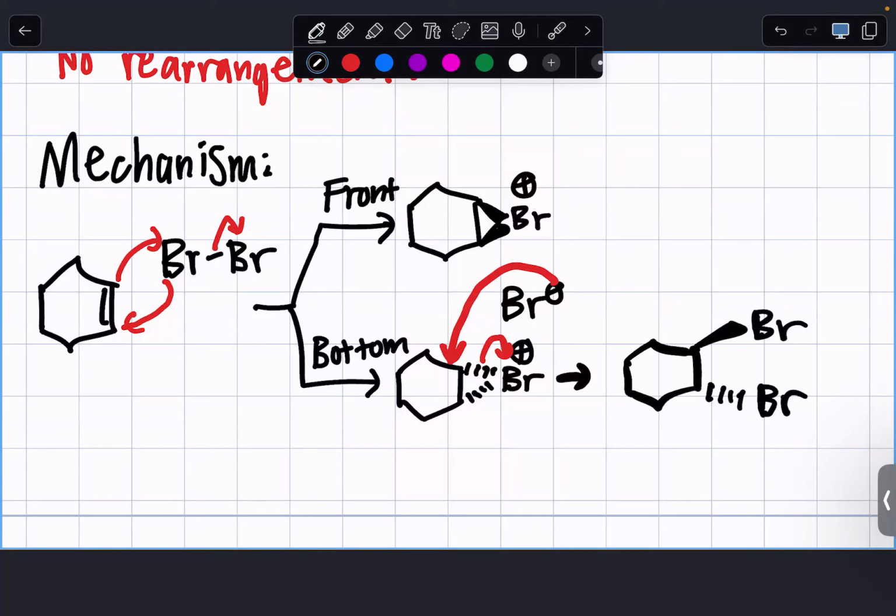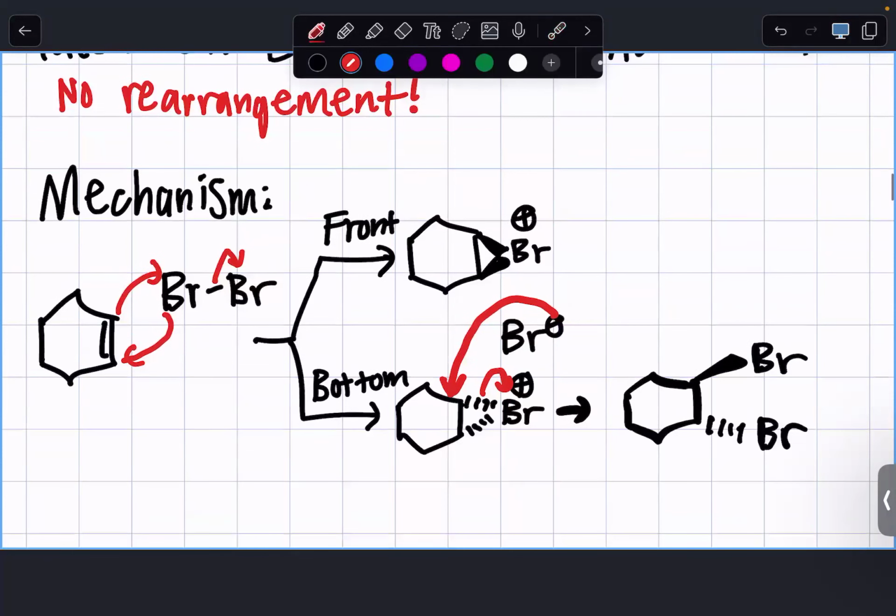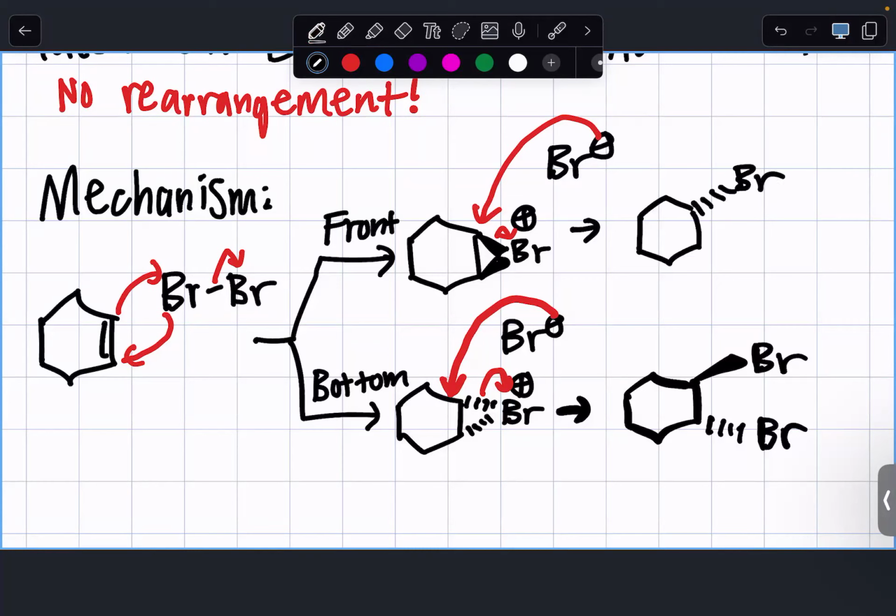And this is why this is anti-addition, because we see that the two bromines are opposite from each other. We could do the same for the top side, like this, where that wedge bond would invert into a dash bond like that. And that is also anti-addition because that is anti to each other.